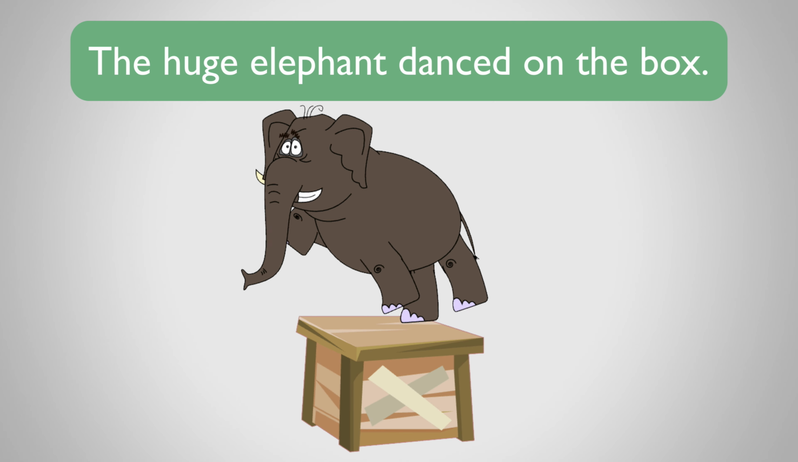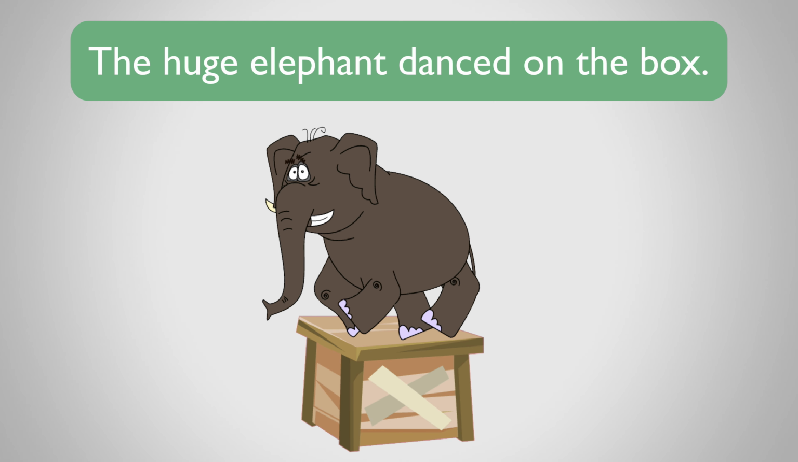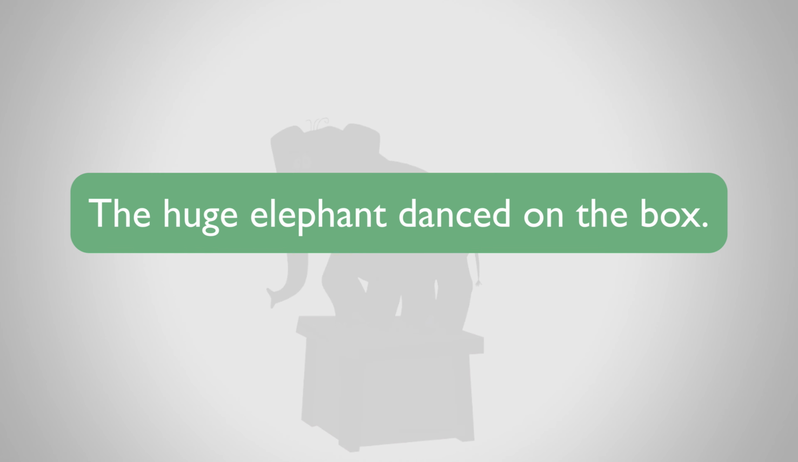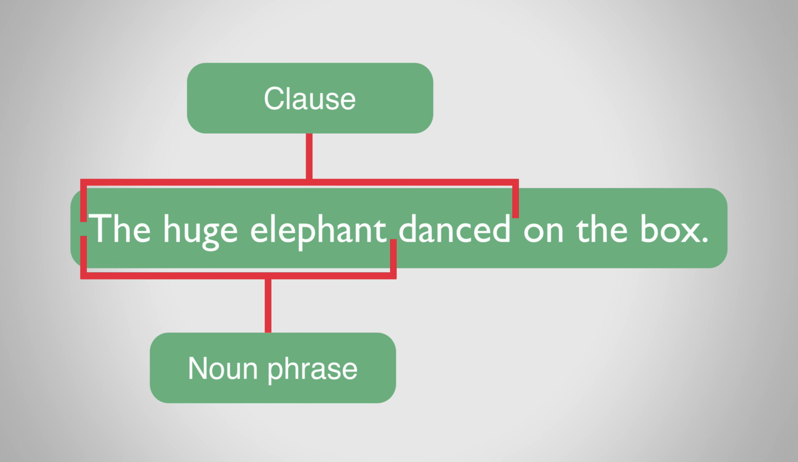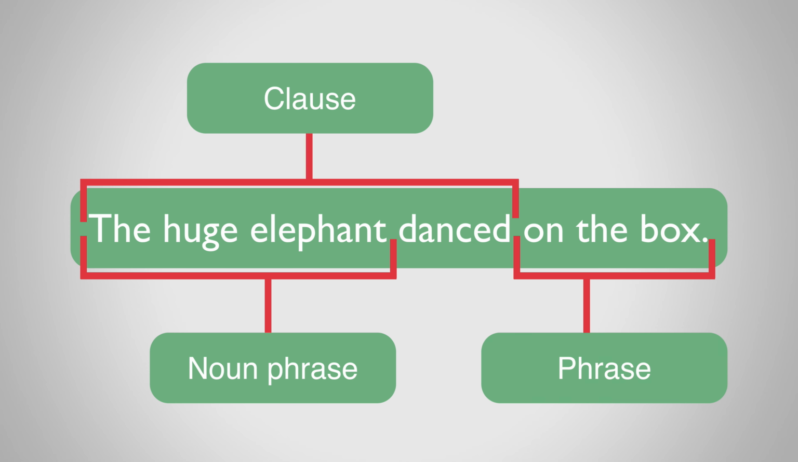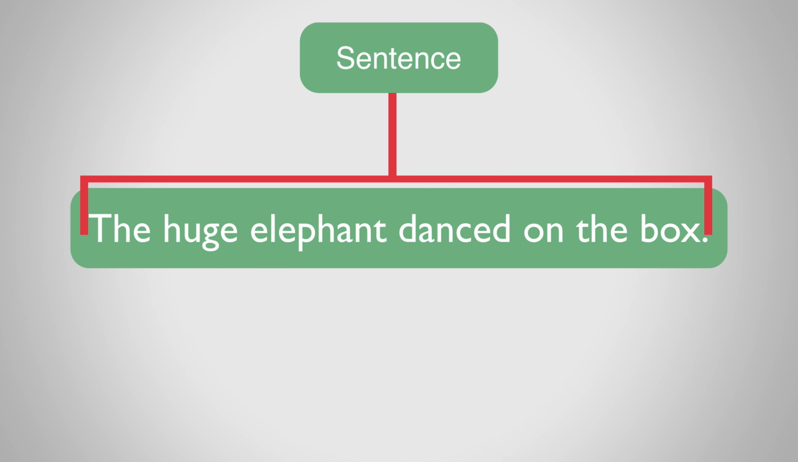Take this as an example. The huge elephant danced on the box. Let's break it apart and identify each section. The noun phrase is the huge elephant. The clause includes this noun phrase plus a verb, giving us the huge elephant danced. There's also another phrase, that's on the box. When we combine all of this, we get the sentence, the huge elephant danced on the box.